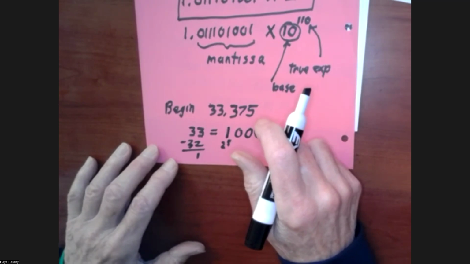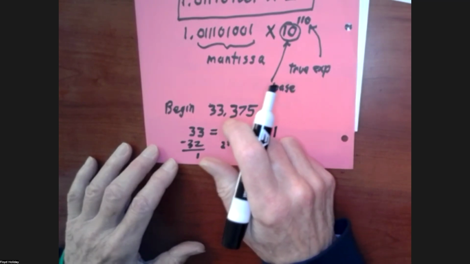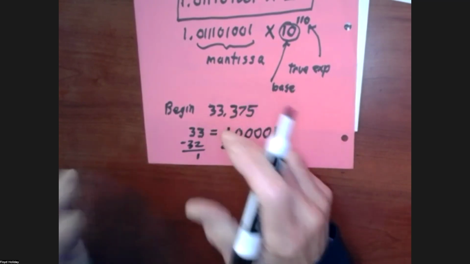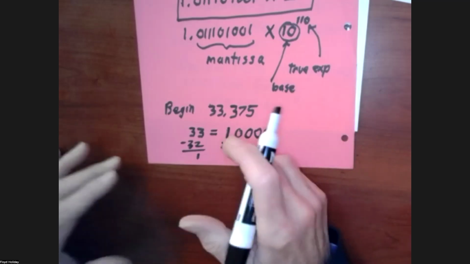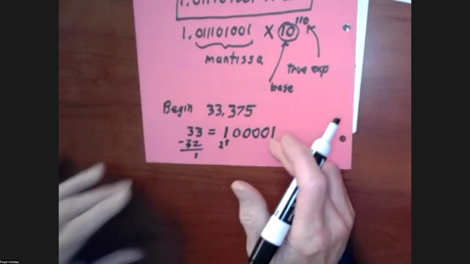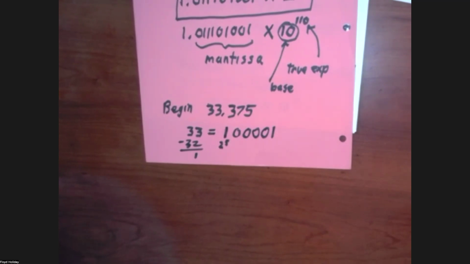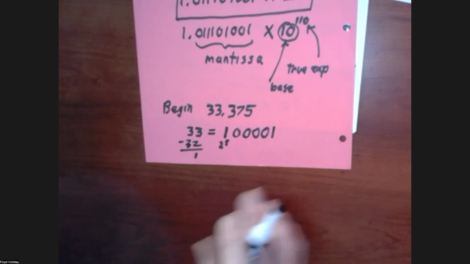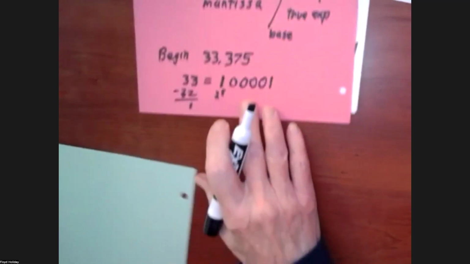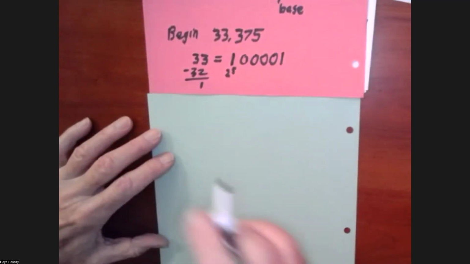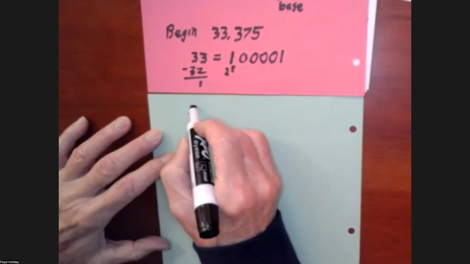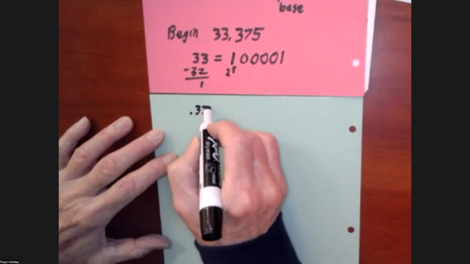2 to the 0, 2 to the 1, 2 to the 2, 2 to the 3, 2 to the 4, 2 to the 5. 2 to the 5 is 32. So there's a 1, a 1, and zeros in between. I guess we'll continue with that again, but it's kind of non-common, too many zeros in there. Okay, then we take the .375, the fraction part.